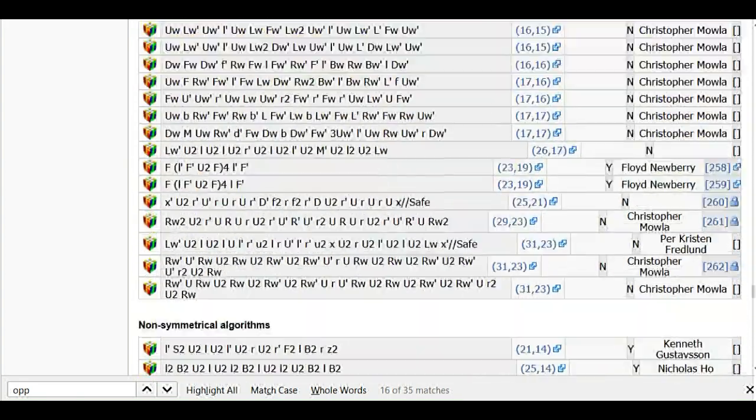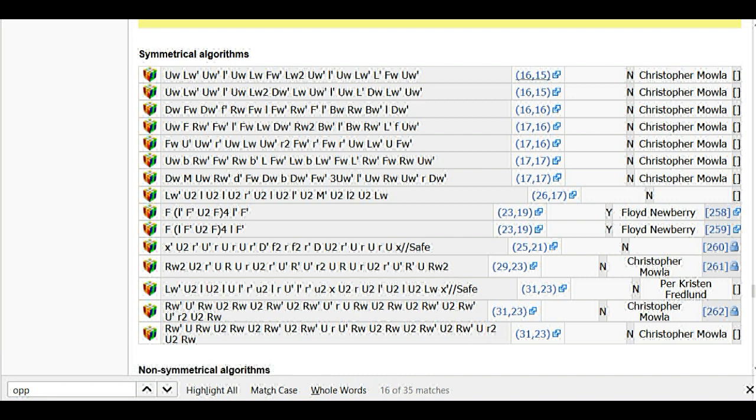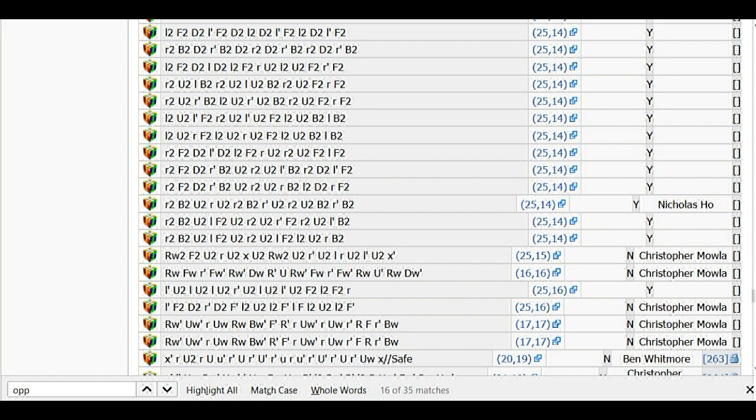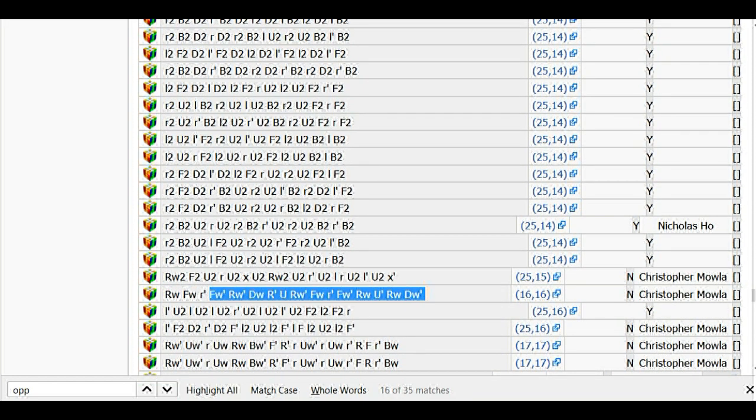On the other hand, if we go to diagonal, I have two 1615s, so 16 quarter turns, and I also have a 1616 as well. So I have 3 16 move algorithms there, and let's see if I have some down here. And I have a 16 move algorithm down here as well.